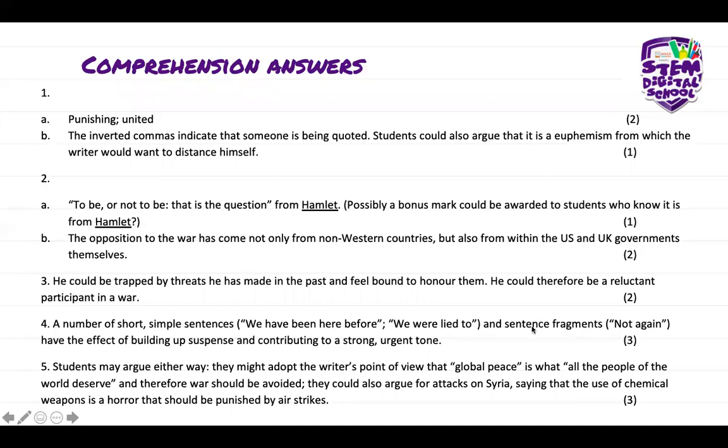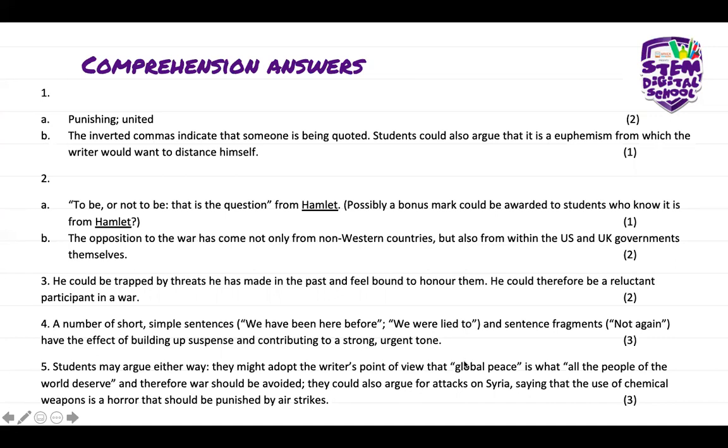And sentence fragments, lovely. Can you see that? This is a fragment of a sentence. This is not a full sentence, not again. So it's not a full sentence, but it's got effect. And the effect of it is just to convey that message that, look, it's not going to happen again. Not on my watch, not happening again, forget it. And a number of sentence fragments also have the effect of building up suspense and contributing to a strong, urgent tone.